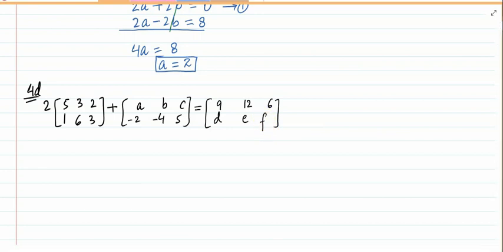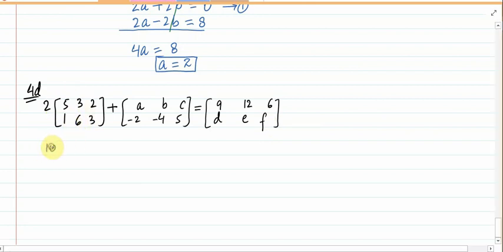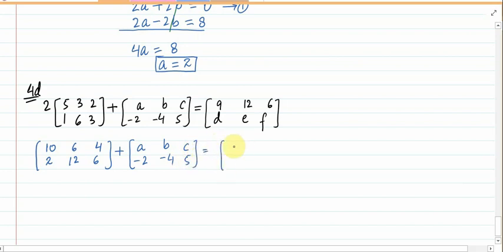So step 1 is same. First you need to multiply the constant with the matrix, right? So it will be 2 5s are 10, 2 3s are 6, 2 2s are 4, 2 1s are 2, 2 6s are 12, 2 3s are 6, right? And the other matrix as it is. Similarly, the last matrix 9, 12, 6, D, E, F.